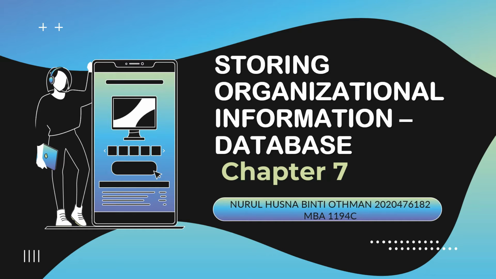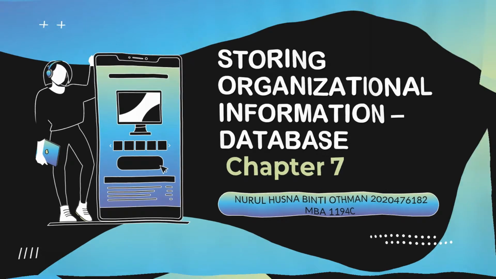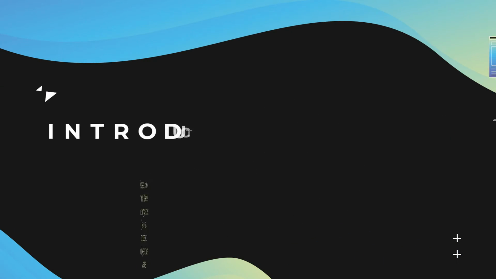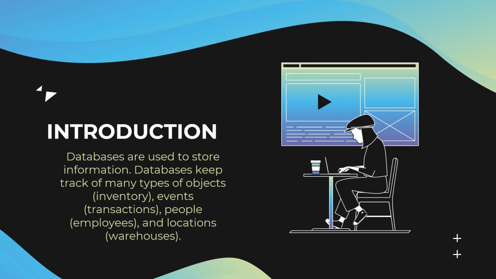Today, I would like to present Chapter 7, which is Storing Organizational Information: Database. As you know, we can gain information everywhere in an organization. Basically, information is stored in a database. If you want to know, databases keep track of numerous objects, which are inventory, events, transactions, people, employees, and locations, such as a warehouse.